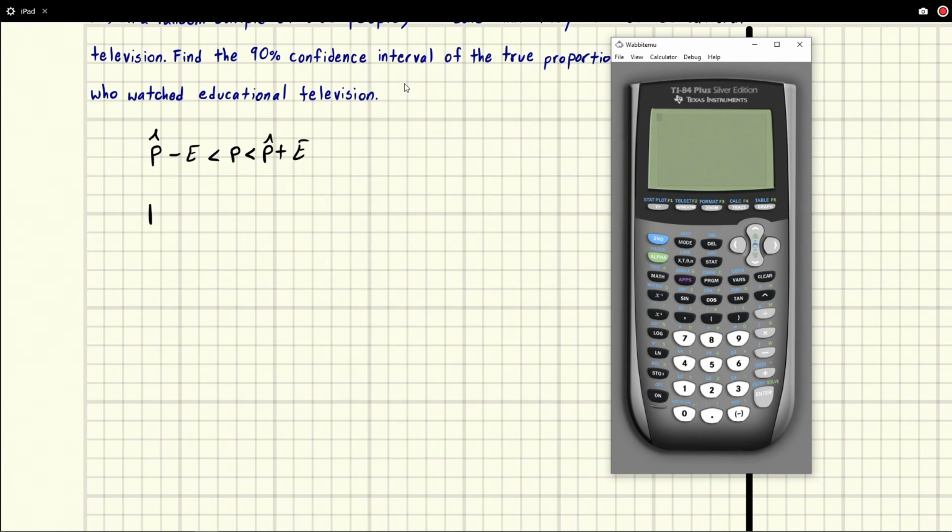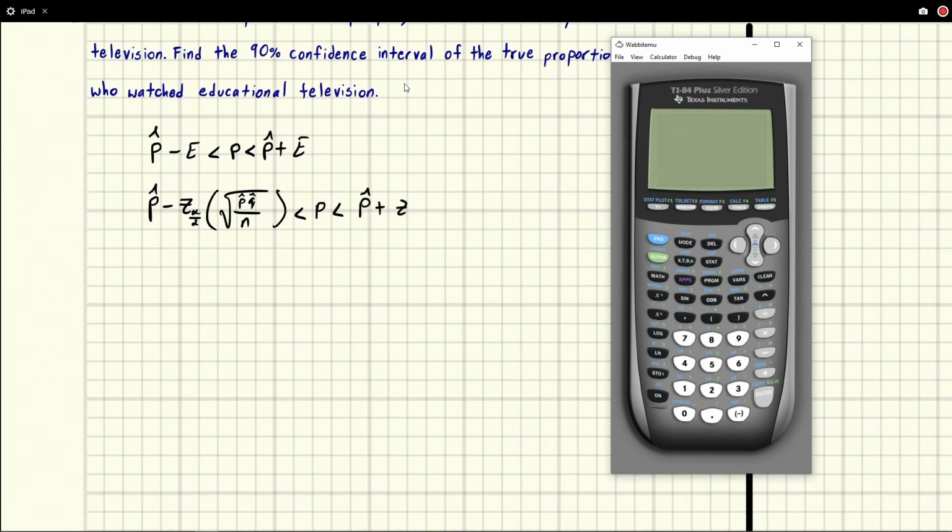And that error is written as, now proportions always use z-scores, so we're going to have z of alpha over 2. Alpha over 2 because half the alpha is going to be below and above the true proportion because it's an interval. And there's going to be the error, which is the square root of p hat times q hat divided by n. And there's going to be p in the middle. And then there's going to be our point estimate plus z of alpha over 2 times the error again, p hat q hat divided by n. So this is the formula we're going to need.